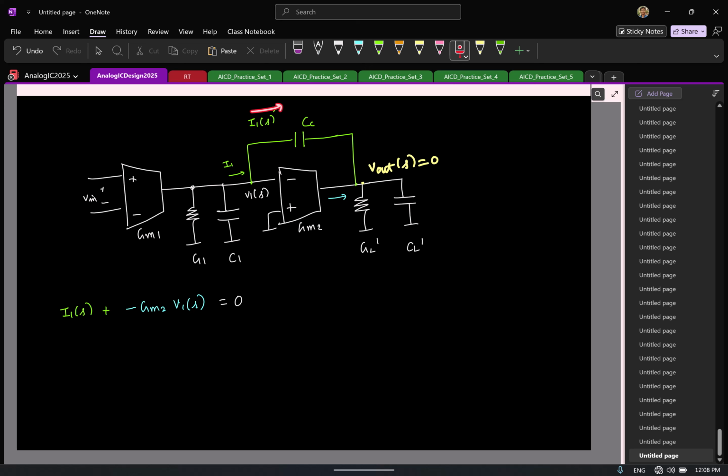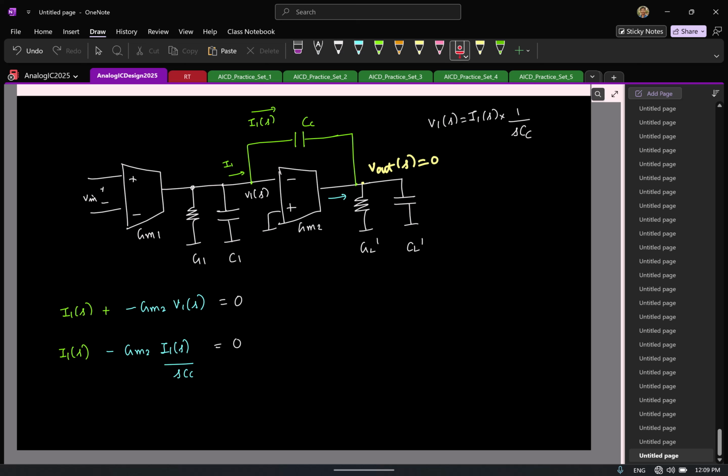Remember that this current I1 is flowing through the capacitor. What is the voltage drop across the capacitor? I1 of s times 1 by sCc, right? Of course, now this voltage is 0, so this is directly V1. Okay. So if I write it, now I have I1 of s minus Gm2 times I1 of s by sCc. The sum of this is 0.